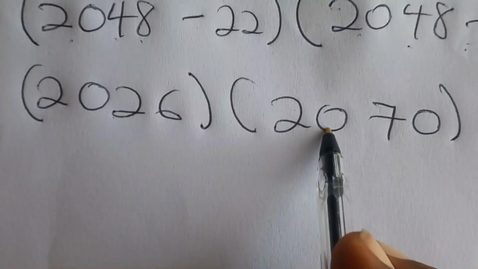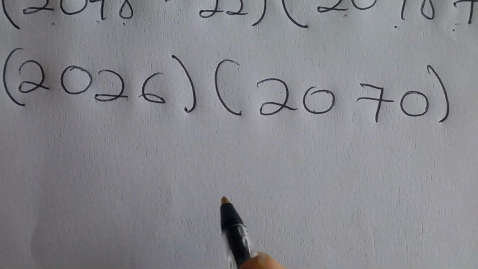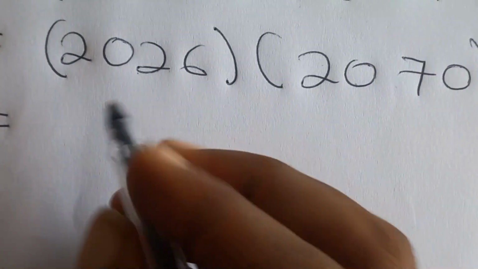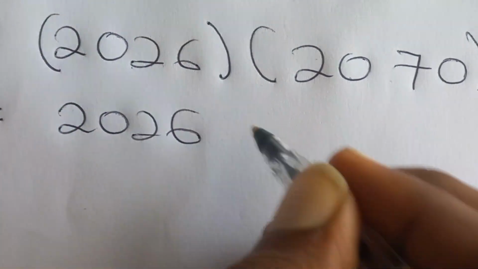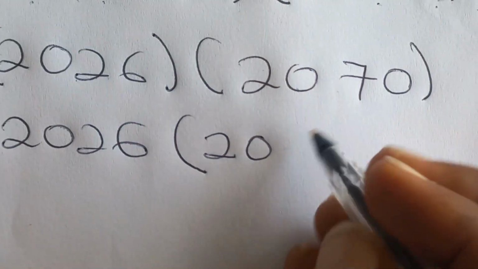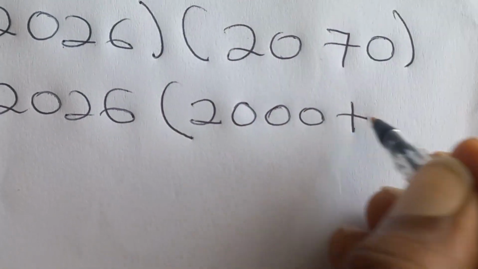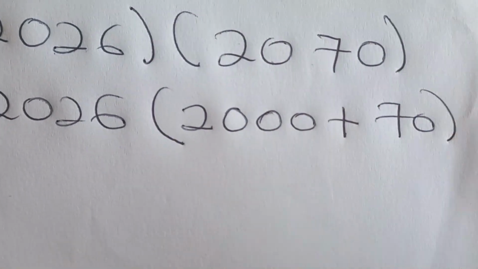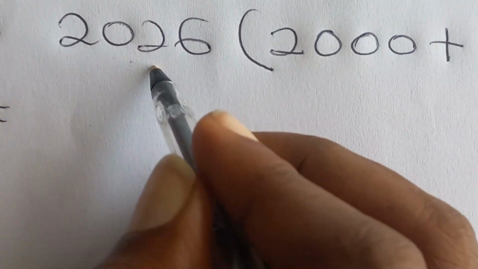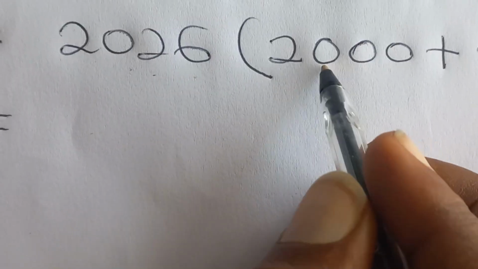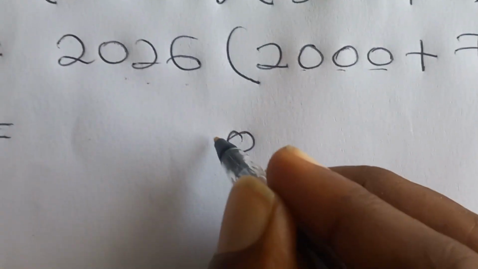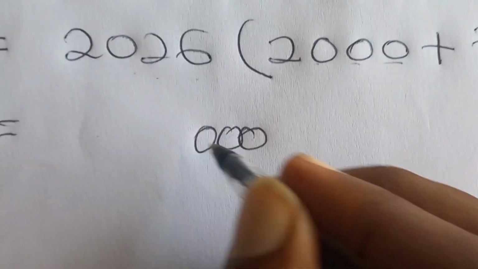Now, we have to multiply these two huge figures together, so let us break one down. Let's multiply 2026 by 2070, which is 2000 plus 70. Let's multiply by the zero first, so it will be 0, 0, 0.